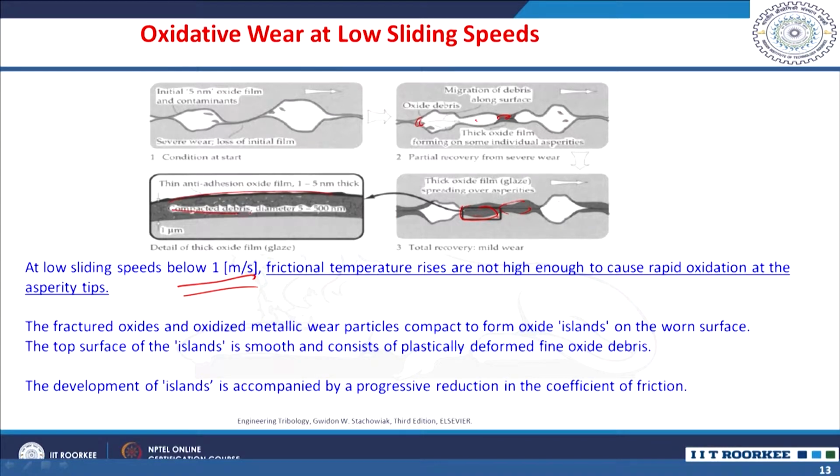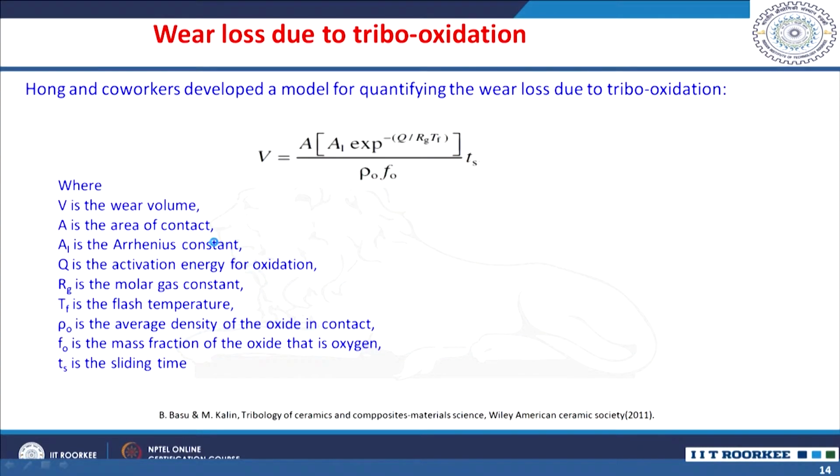So, you will have compacted debris forming a layer which is plastically deformed. Development of such islands is accompanied by the progressive reduction in the friction coefficient at low sliding speeds.